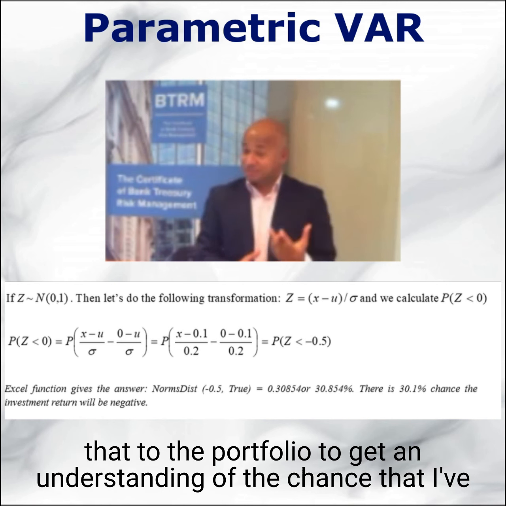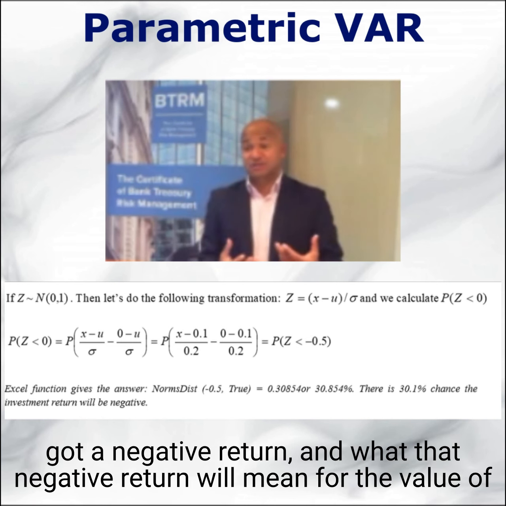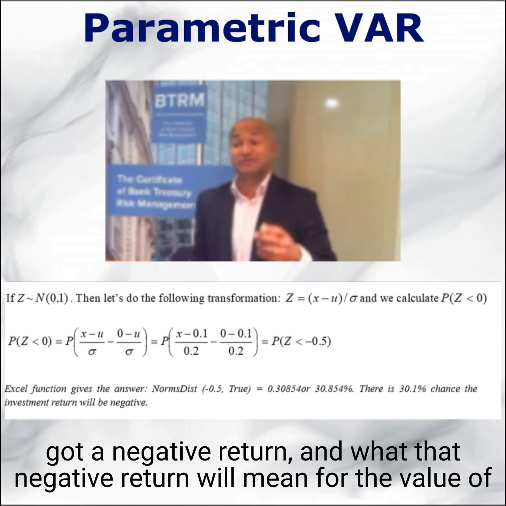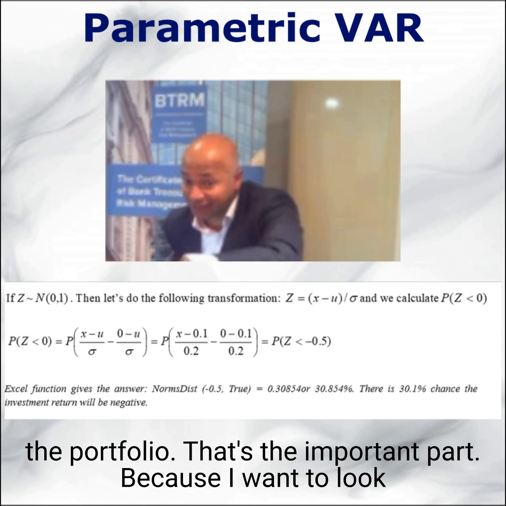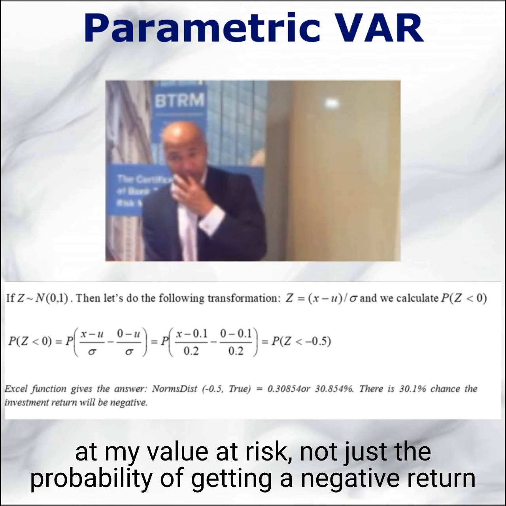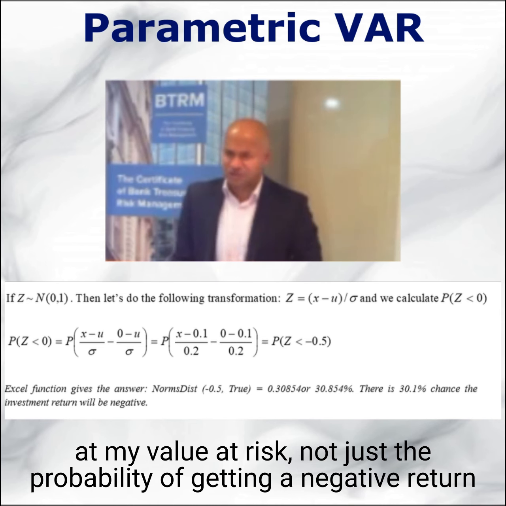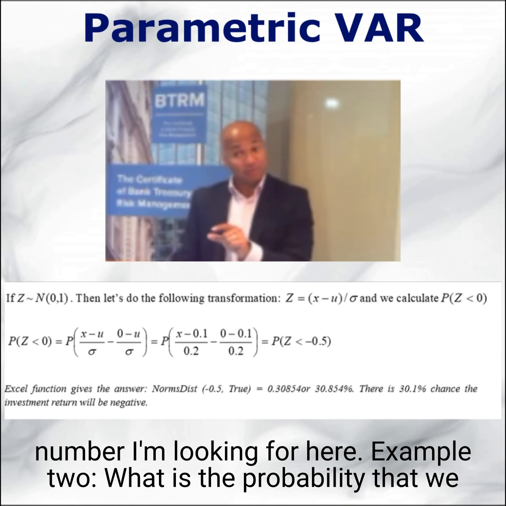Okay, so then I know the probability will be 0. I can apply that to the portfolio to get an understanding of the chance that I've got a negative return, and what that negative return will mean for the value of the portfolio. That's the important part, because I want to work out my value at risk, not just the probability of getting a negative return is 20%. What does that mean for my portfolio mark to market? That's the number I'm looking for here.